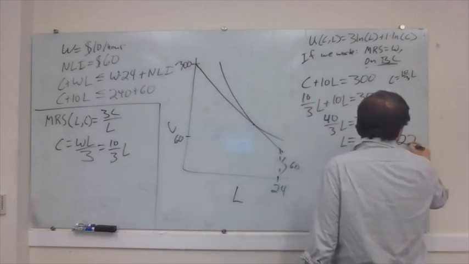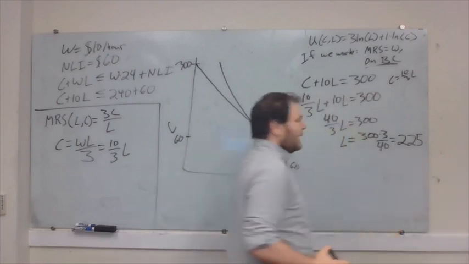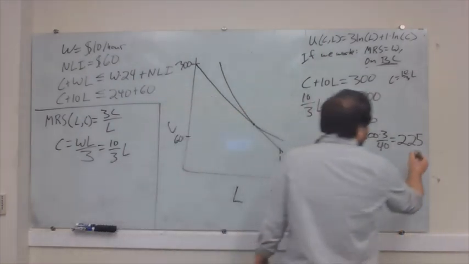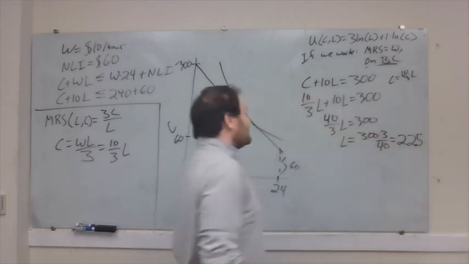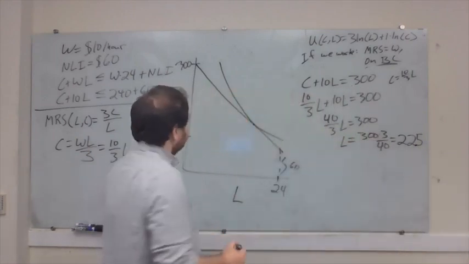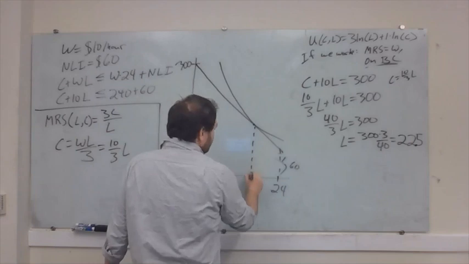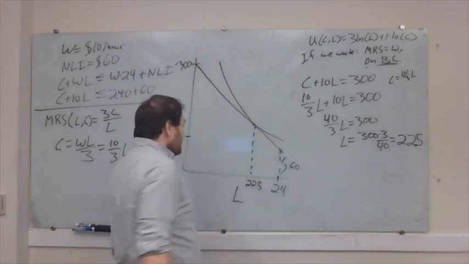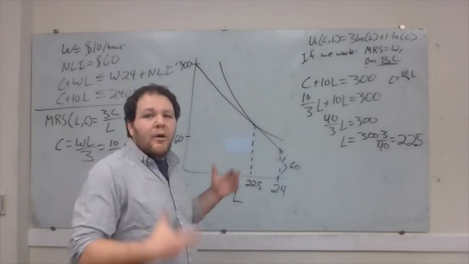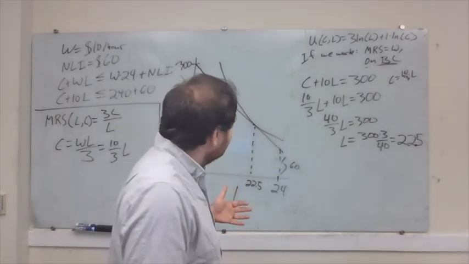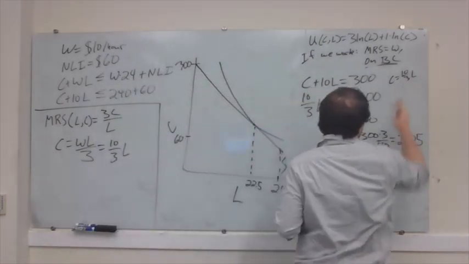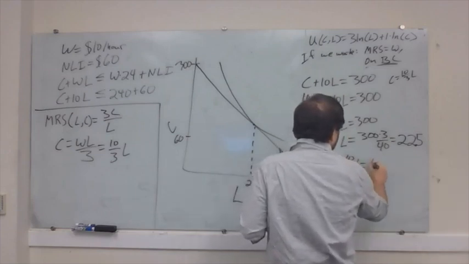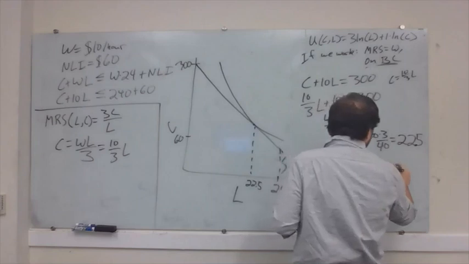So now we figured out the amount of leisure, 22.5, my goodness, that we're going to choose in order to make us as well off as we can be, given our options. All that's left now is figuring out our optimal consumption, which we can do by saying that C equals 10 thirds L. C is 10 thirds times 22.5, which is going to equal 75.